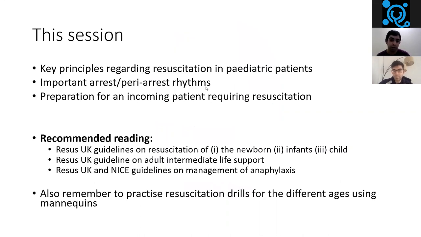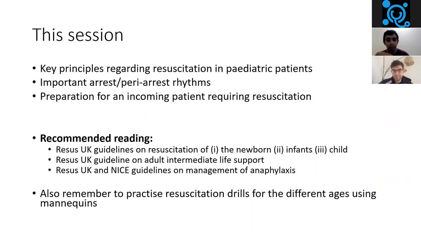What we'll be covering is key principles relating to pediatric patients. We'll be covering some cardiac dysrhythmias that are important to pediatrics, and also looking at how to deal with a pediatric patient that's coming in and you need to prepare for them. All of this relates to the RESUS UK guidelines, which I recommend you look at. So assuming you're following a UK MBBS curriculum, that is where you should be looking.